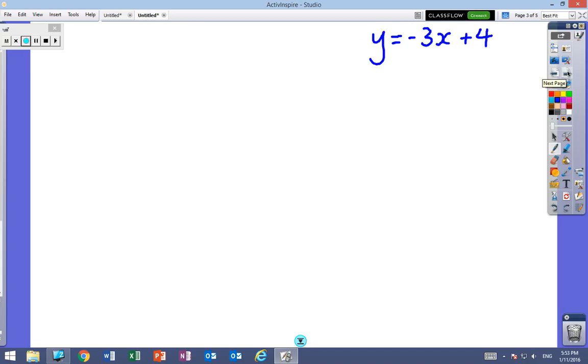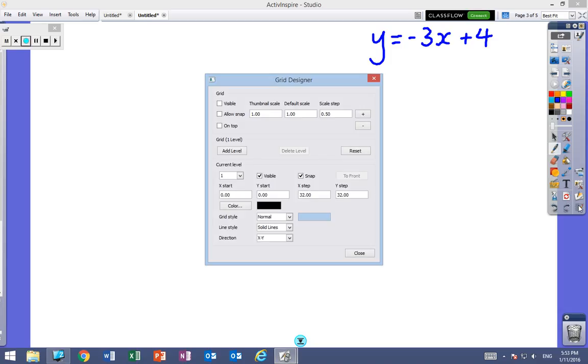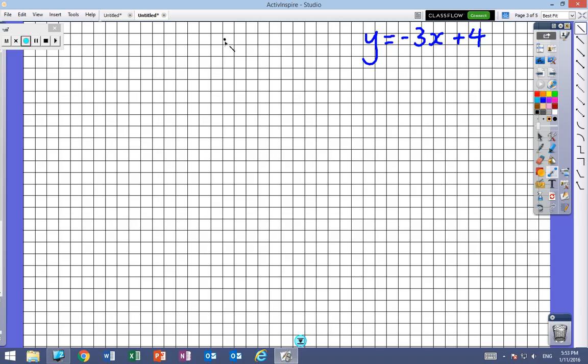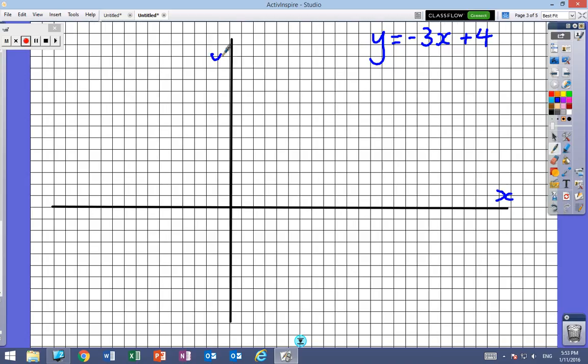So let's start with this one. We're going to need a grid to work with, and we need our two axes. That's our y-axis, the top one, up and down, and that one there is the x-axis. Okay, so x, y, and we're going to plot this one here. I thought I'd start with a relatively simple one with no ugly fractions. How do we do it?